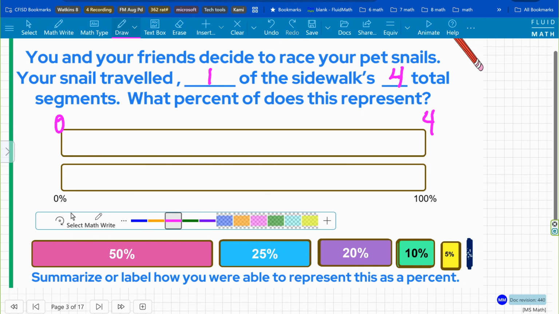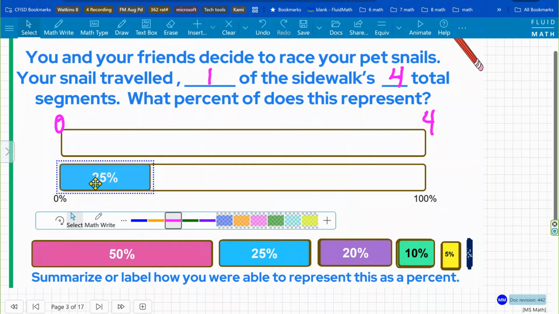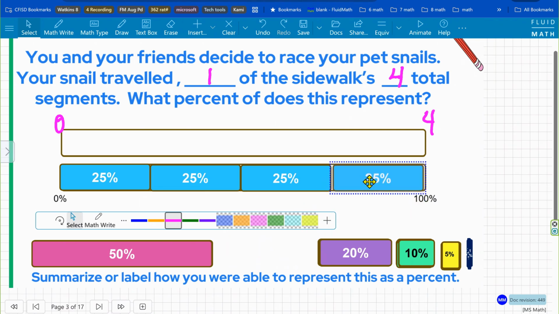As it happens, I can break down my ones into segments of 1, and I'll have 4 segments if I do that. Well, let's do the same thing with the 100 bar. Let's divide the 100 bar into 4 different segments. So I have 25, 25, 25, and 25. So I've divided the 100% bar into 4 different sections, each valued at 25%.